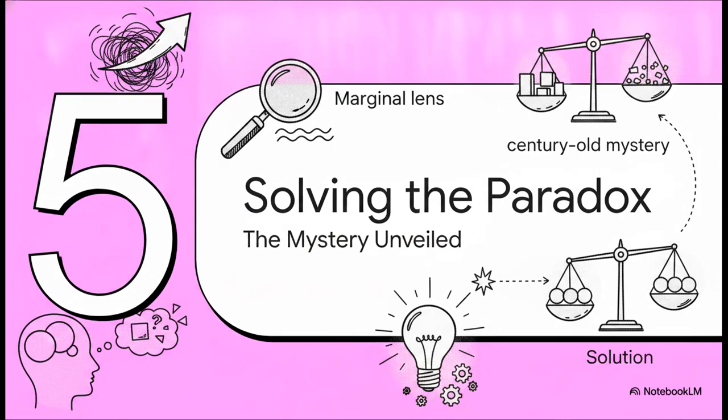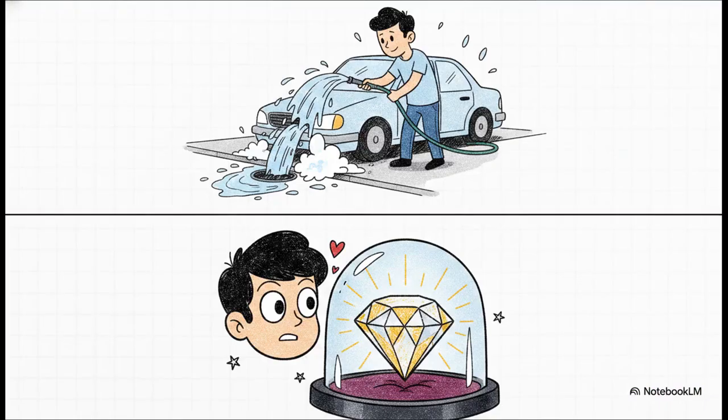Section 5. Solving the Paradox. So let's finally crack this century-old mystery. Here is the big reveal. Water is naturally abundant in our everyday lives. Because we have so much of it, our most vital needs, like drinking and washing, are totally met. So the marginal utility of the very next cup of water is basically zero. We just let it run down the drain. Diamonds, though, are incredibly rare. Almost no one has a massive pile of them, so the desire for just one extra diamond feels super urgent. The market price reflects the value of that next marginal unit, not the overall historical usefulness of the good itself.